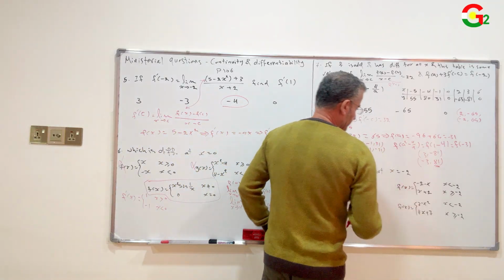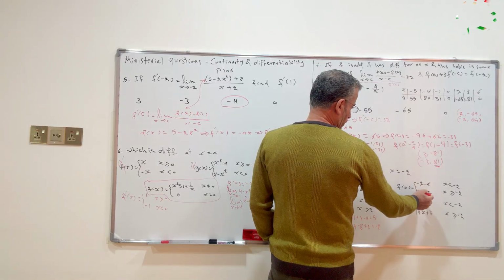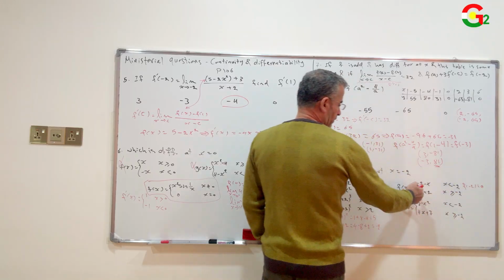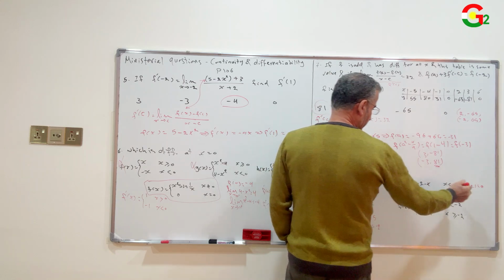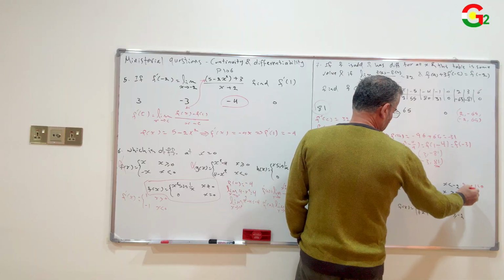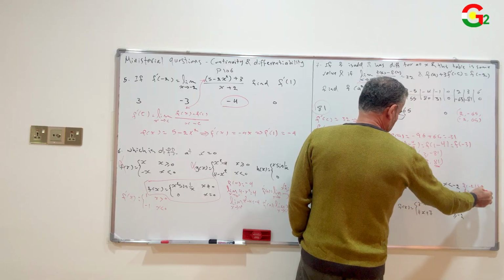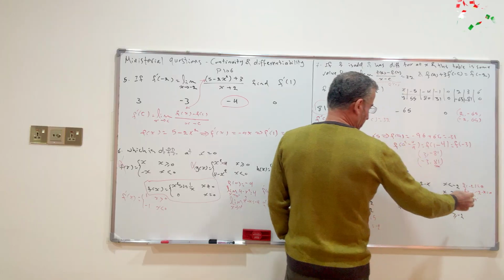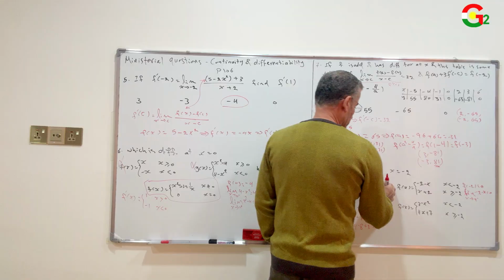For the second function, f of negative 2 is 0, and the limit from the right as x approaches negative 2 is also 0. From left, the limit when x approaches negative 2 from the left, substitute in negative 2 minus x, is also 0. Negative 2 minus 2 is 0. Therefore, this function is continuous.